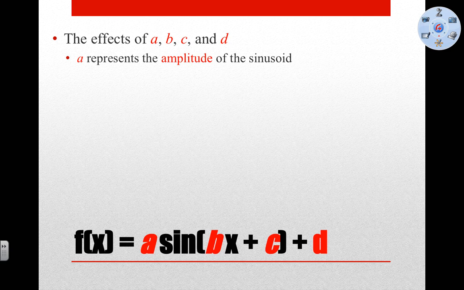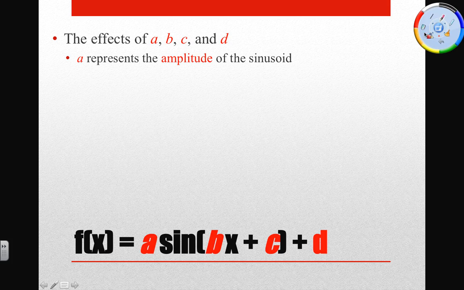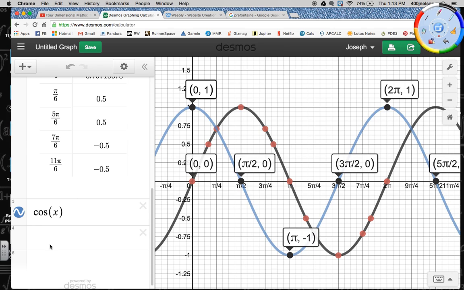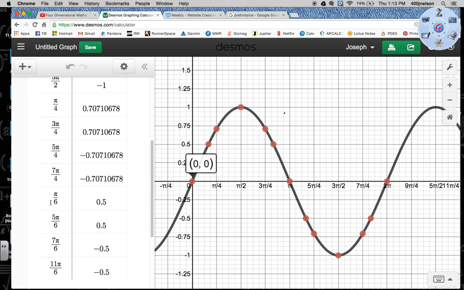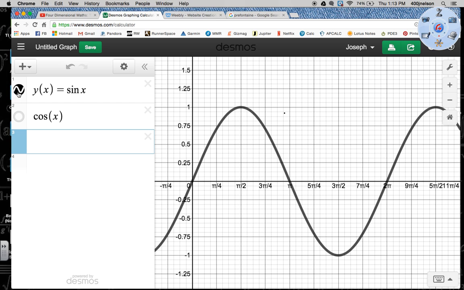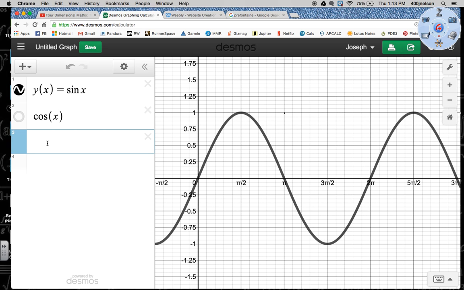A represents what we call the amplitude of the function. Very easy. If A was 3, the amplitude is 3. But what does that mean? If you were to graph 3 sine of x, well, let's just go ahead and look at that on Desmos here. See what Desmos does. Let's clear these 3 equations. I don't need the table anymore. Let's clear that. We have sine of x. Let's see what 3 sine of x does.